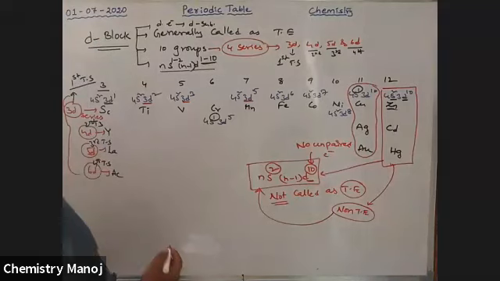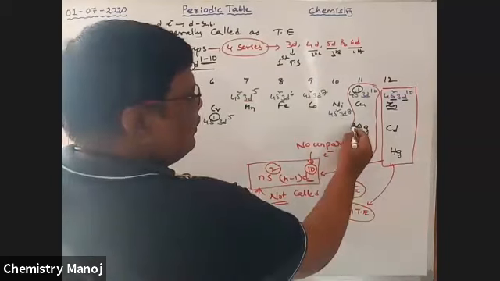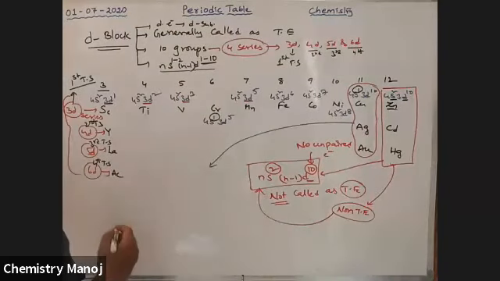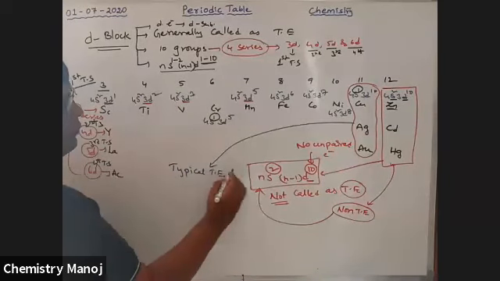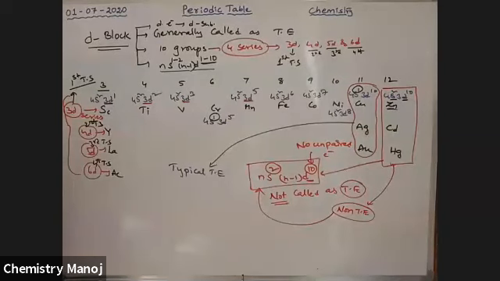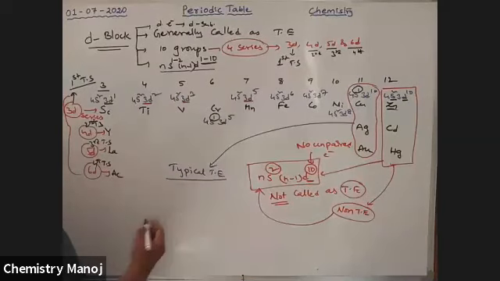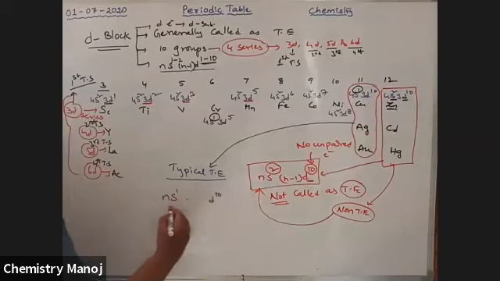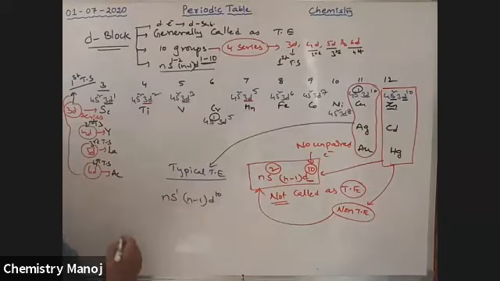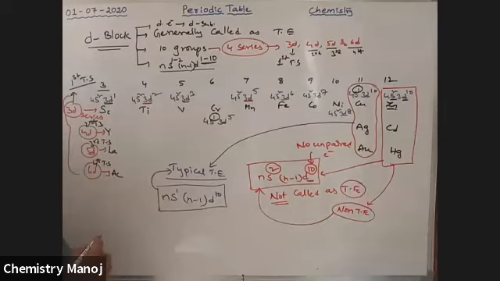So next, the next series, that is copper, silver, gold. These elements are called typical transition elements. Their outermost electronic configuration is 4s1 3d10, meaning ns1 configuration, (n-1)d10 configuration. ns1, (n-1)d10 is the general outermost electronic configuration for typical transition elements.